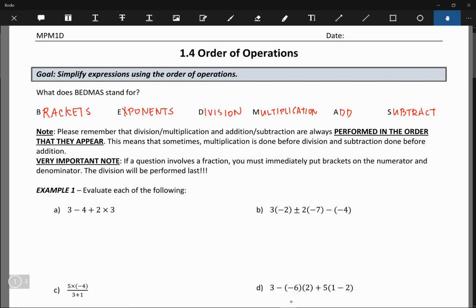So note, please remember that division and multiplication and addition, subtraction are always performed in the order that they appear. This means that sometimes multiplication is done before division and subtraction done before addition. And a very important note is that if a question involves a fraction, you must immediately put brackets on the numerator and denominator. The division will be performed last. So let's go through some examples here.